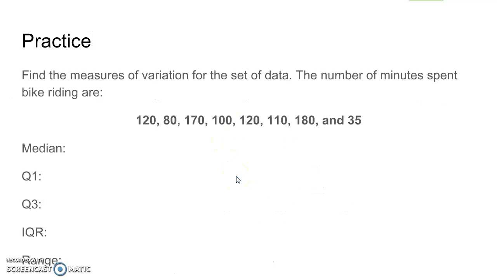All right, I want us to practice finding all of these measures of variation, and this will be the last thing that we review, I think. So looking at this data set, let's start by finding the median. I see that I'm going to have to put my numbers in order from least to greatest. Let's quickly do that. So I'm going to start with 35, 80, and do this with me in your notebook.